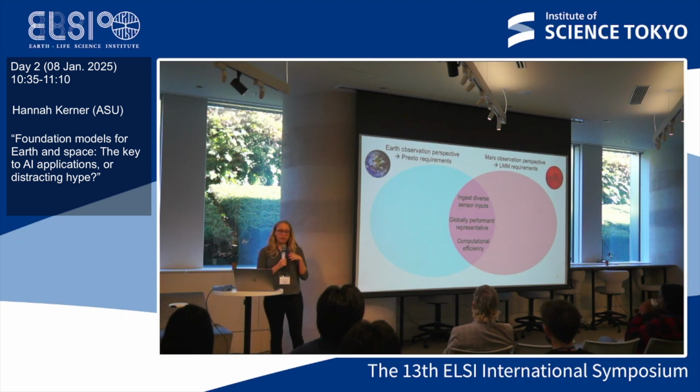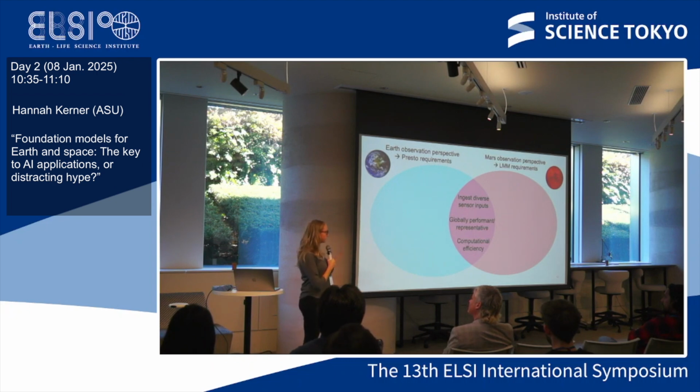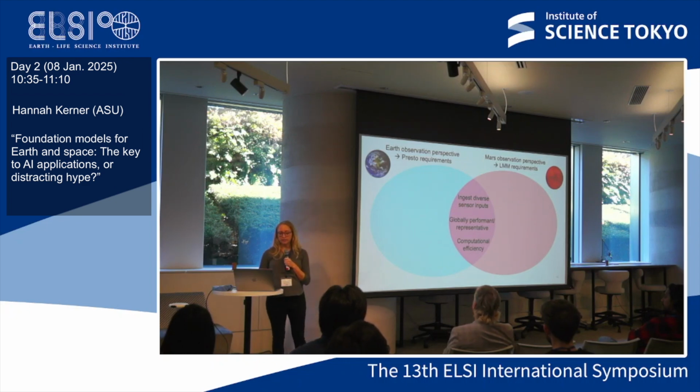And so when we set out to develop this model, at first we thought that we might do a similar approach to Presto, where we take HiRISE, CTX, THEMIS, whatever other Mars satellite observations, and stack them all together at the same place and train a masked autoencoder. But when we thought about it, there are some similarities between Mars and Earth remote sensing data sets. Like, there's a lot of different sensors that we want the model to be able to ingest. We want it to perform well globally. We want it to be computationally efficient, but there's also a lot of differences between the two.